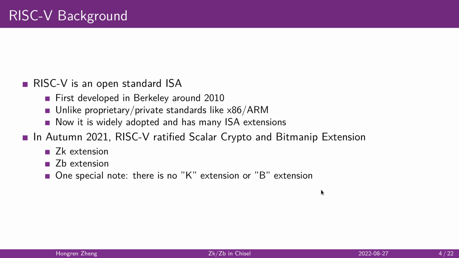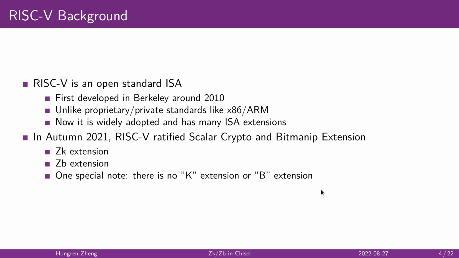Some RISC-V background. RISC-V is an open standard ISA. It was first developed at Berkeley around 2010, and unlike proprietary standards like x86 or ARM, it is open and free. Now it is widely adopted, and it has many ISA extensions, including the extensions we are implementing today.